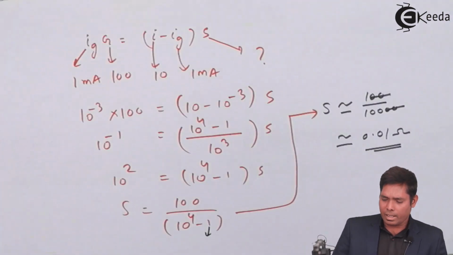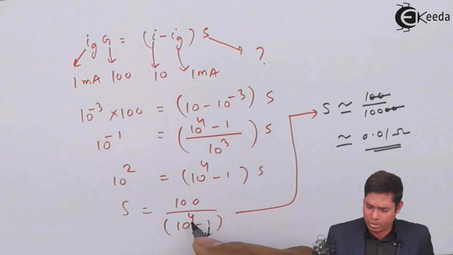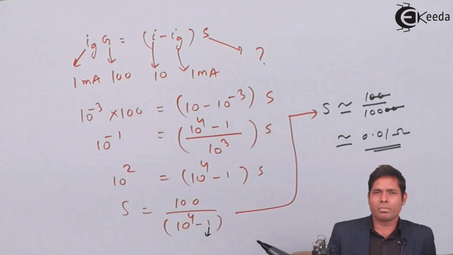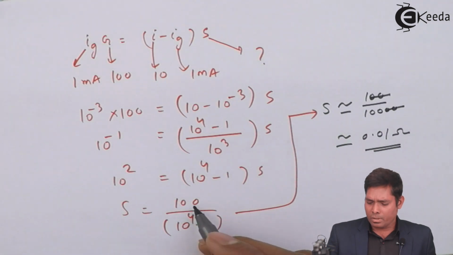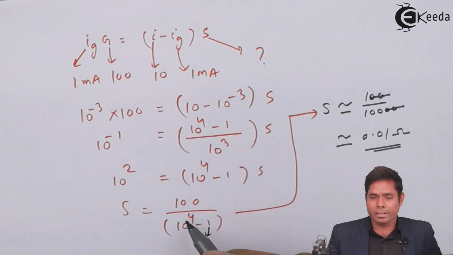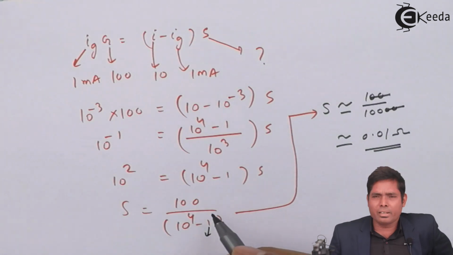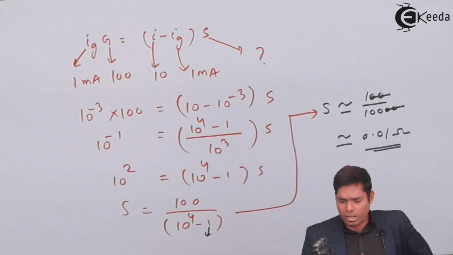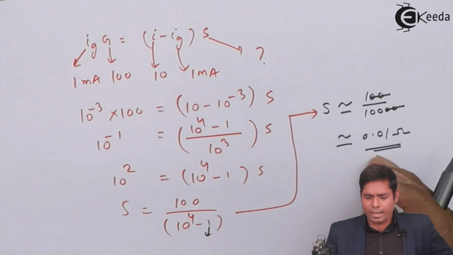So what I want to say is that even if we neglect this, because from 10,000 if 1 is subtracted, the number is still very large. It doesn't influence because this is in the denominator. Being the number in the denominator, it will hardly influence the shunt resistance. So therefore you can solve it like that.